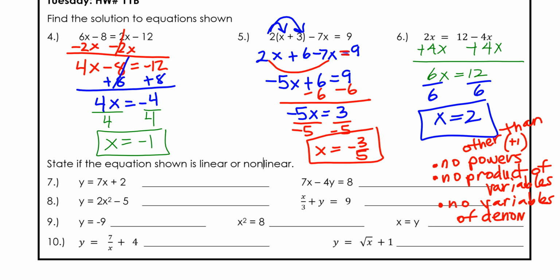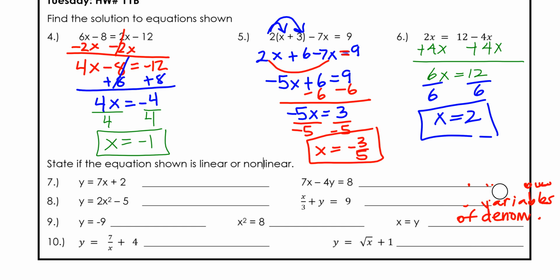Because if you have a variable in the denominator like this, technically that x has a power of -1. It really means this. And we'll learn that later on this year. So again, no powers other than 1, no products of variables, and no variables in the denominator. If you have any of those things, you are nonlinear.